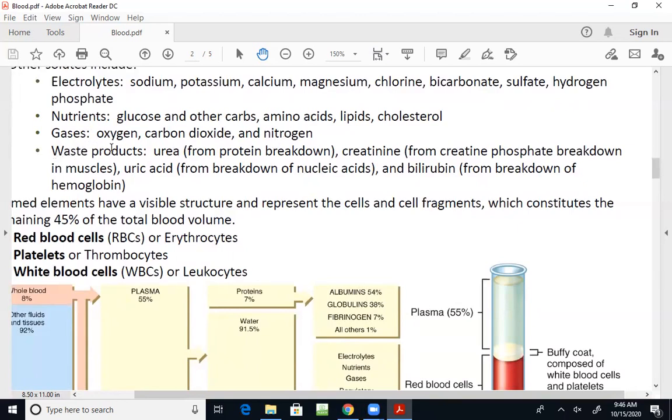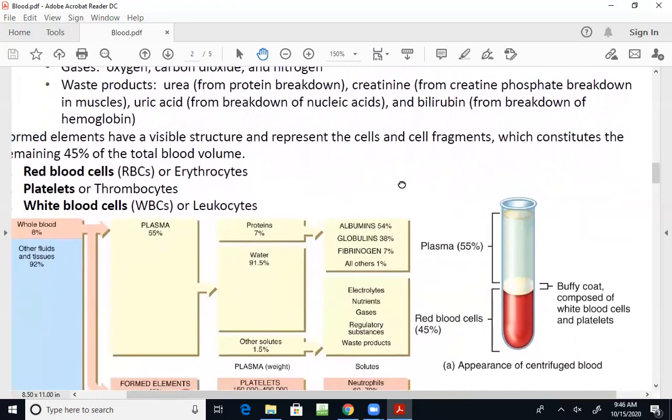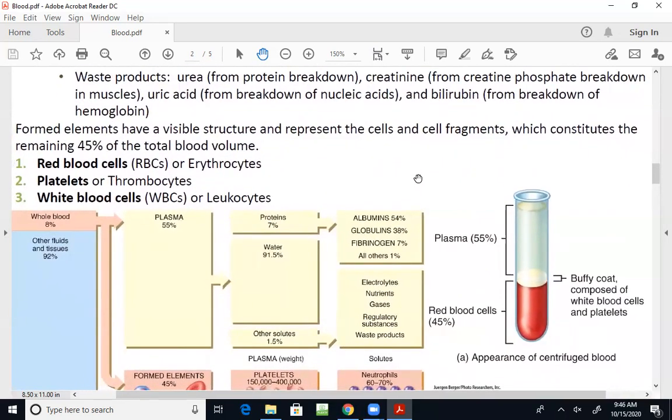And then waste products, including urea from the breakdown of proteins, creatinine from the breakdown of creatine phosphate, which is something that we have in our muscles, uric acid, which comes from the breakdown of DNA and RNA, which are our nucleic acids, and bilirubin, which is from the breakdown of hemoglobin. So if your kidneys are not functioning correctly, you can end up becoming kind of toxic in your blood, because you won't get these out, because most of these are going to be excreted out in our urine.